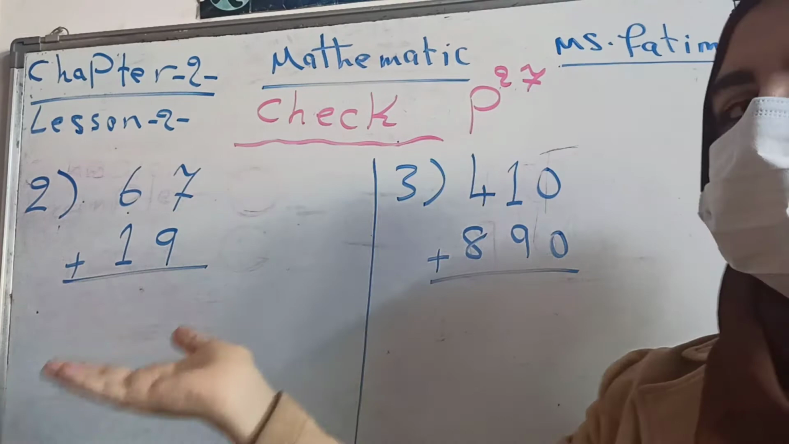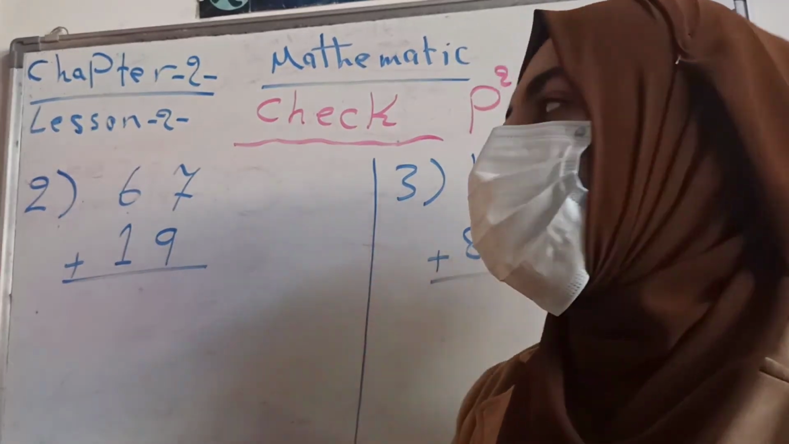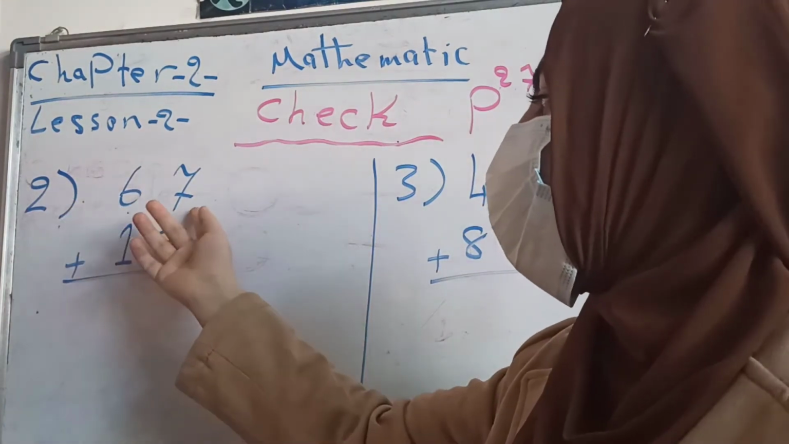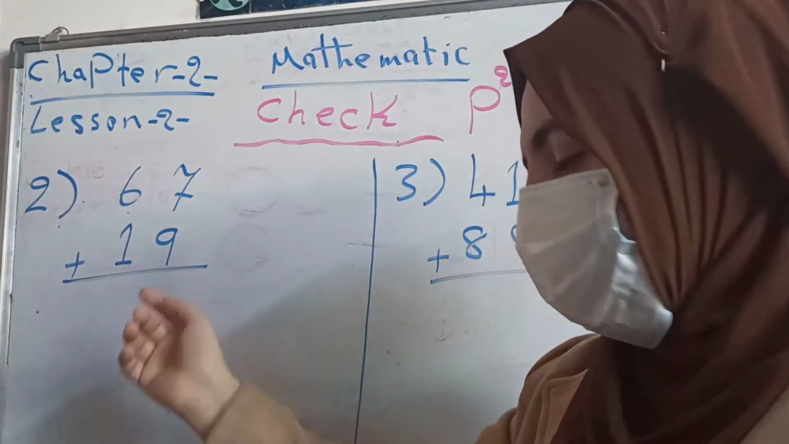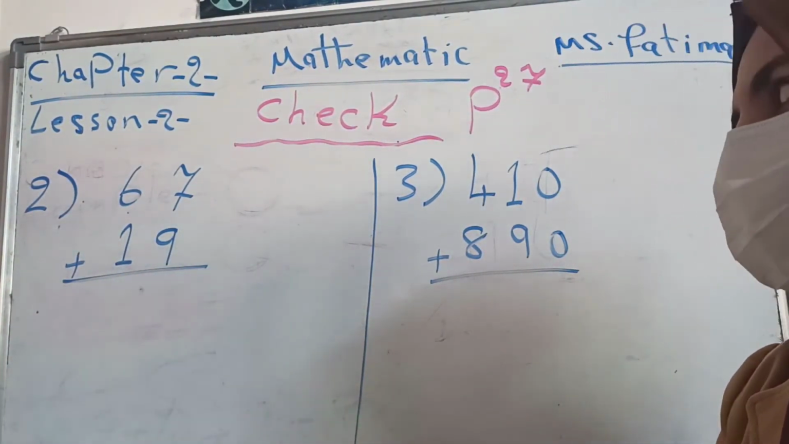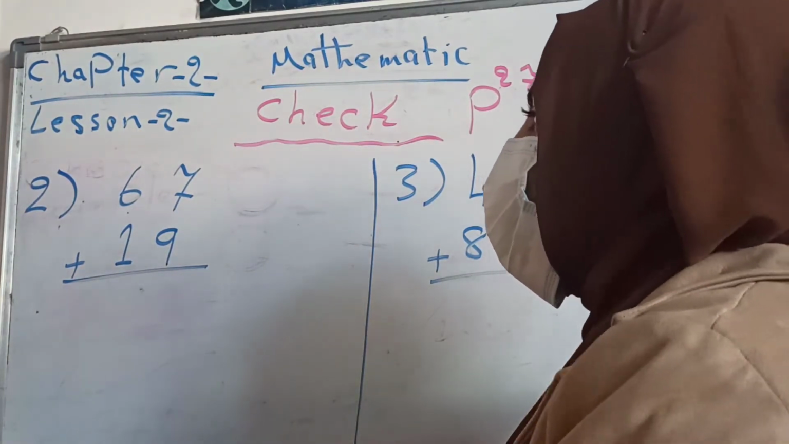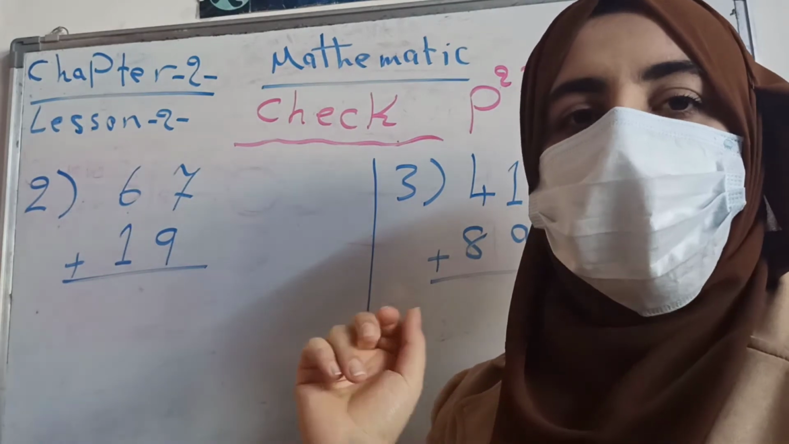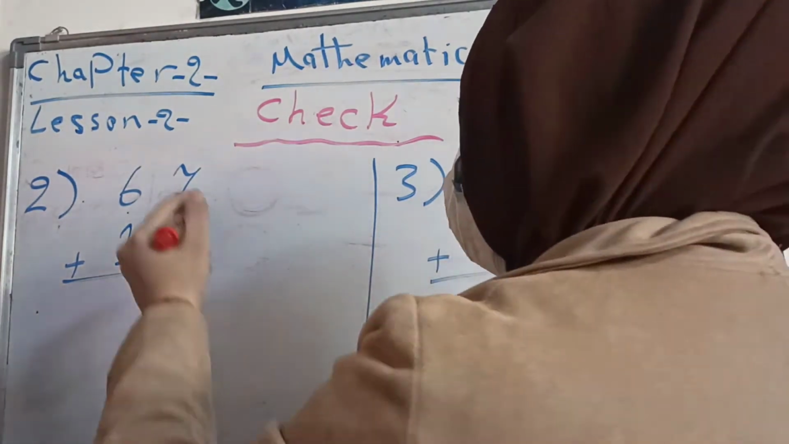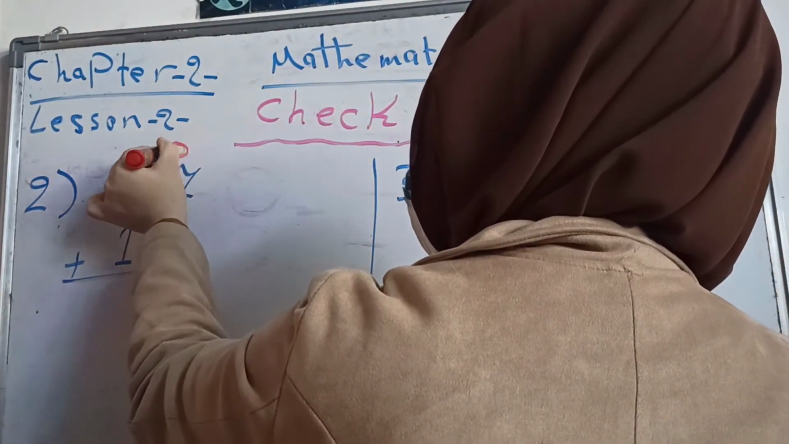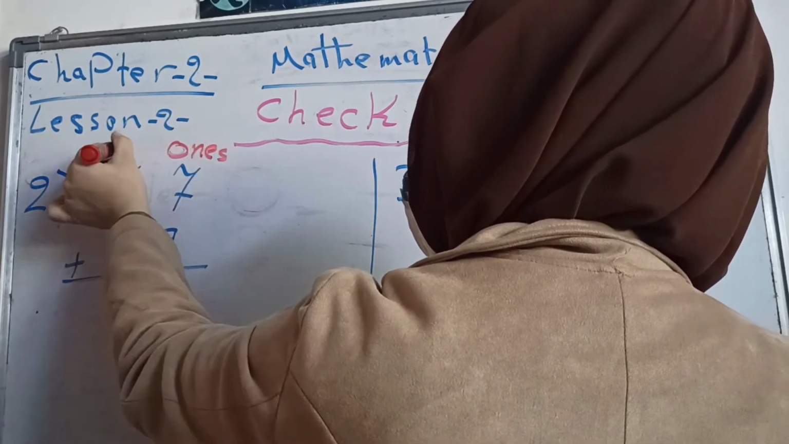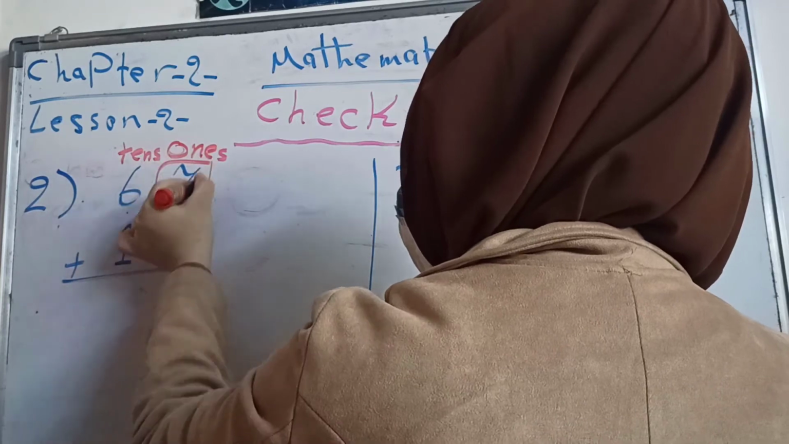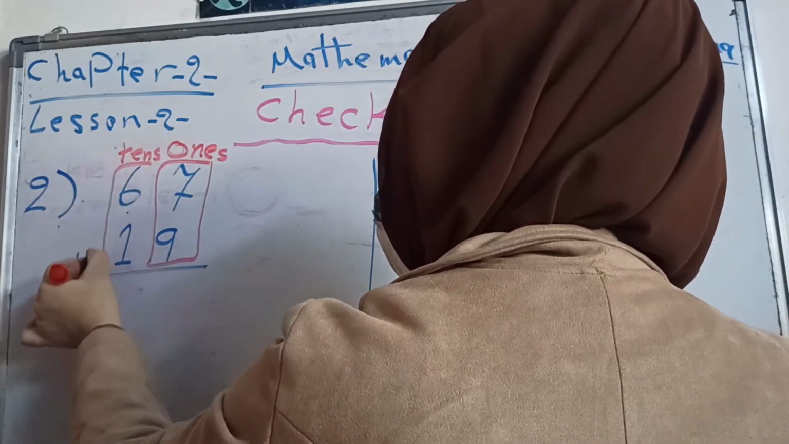Now students, we get to solve the check at page 27. We get to solve examples in check. We start at equation 2. In equation 2 we have 67 plus 19. 67 plus 19. We round those numbers to the nearest 10. Why? Because we have two digits. One is ones and one is tens.